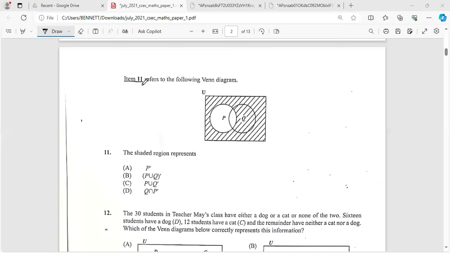All right, so it says item 11 refers to the following Venn diagram. The shaded region represents. So we can see that everywhere is shaded except for P, right? So that would be P complement. Complement means not in P. So everywhere else is shaded, but not in P.